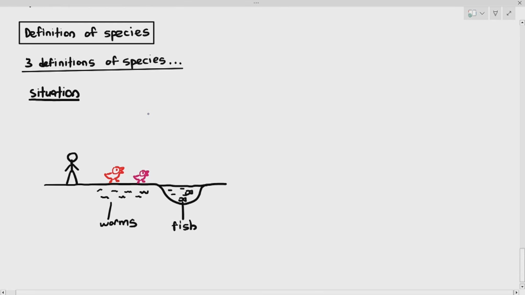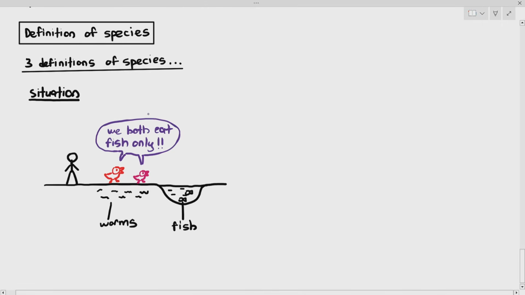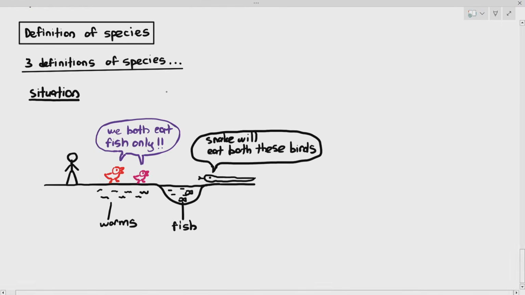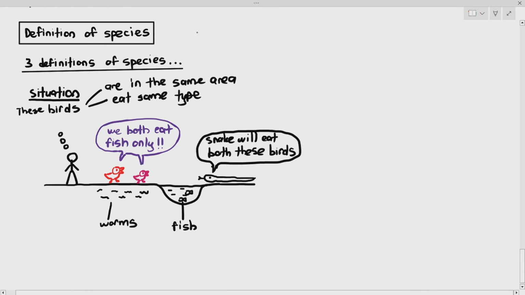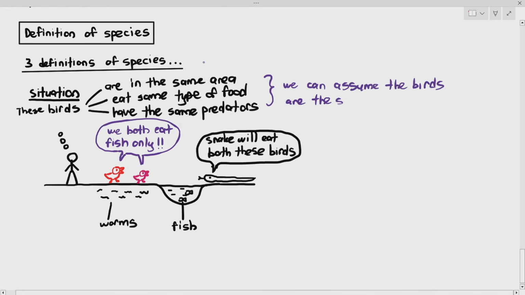So what the scientists would do is they would see how the animals behave. Now, let's say, for example, even though there are worms in the environment and fish in the environment, both birds eat only the fish. And interestingly, a snake or a danger noodle in the area will also eat both these birds. The conclusion the scientists will make is these birds are, number one, in the same area, number two, they eat the same type of food, and number three, they have the same predators. Which means to say that we can assume, keyword here, assume, the birds are the same species.